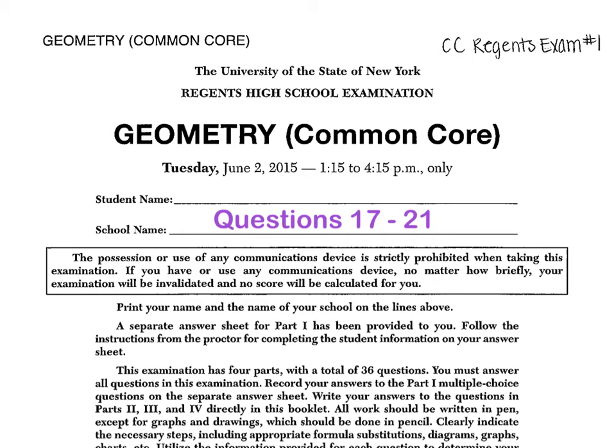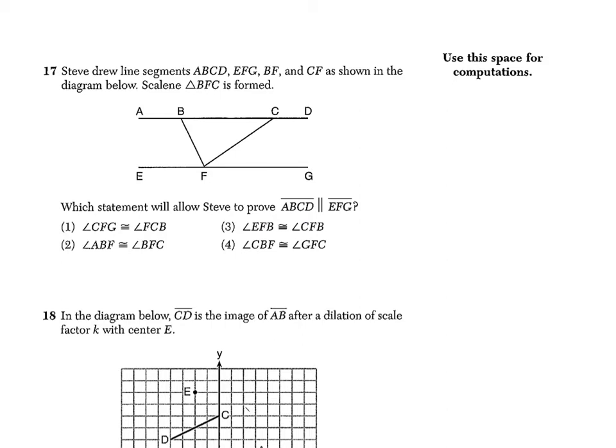This video will cover the Geometry Common Core exam from June 2015, questions 17 through 21. Number 17 says Steve drew line segments ABCD, EFG, BF, and CF as shown in the diagram below. Scaling triangle BFC is formed. Which statement will allow Steve to prove ABCD, the line segment, is parallel to segment EFG?